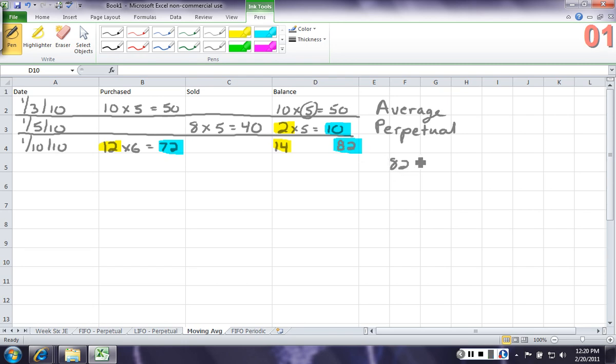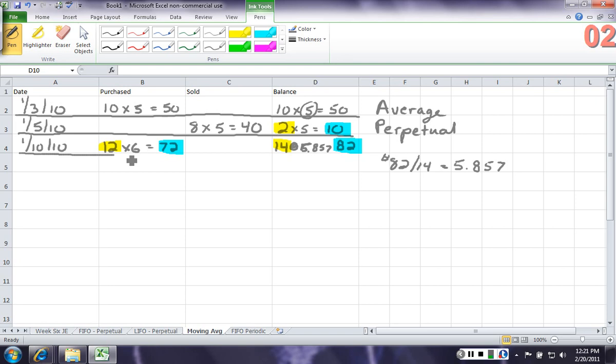$82 divided by 14 leashes gives me an average cost of $5.857. I recommend you go out 3 places. Make sure that you're paying attention to what the homework problems are telling you to do so you're consistent with that. So then I have 14 at 5.857. Okay?